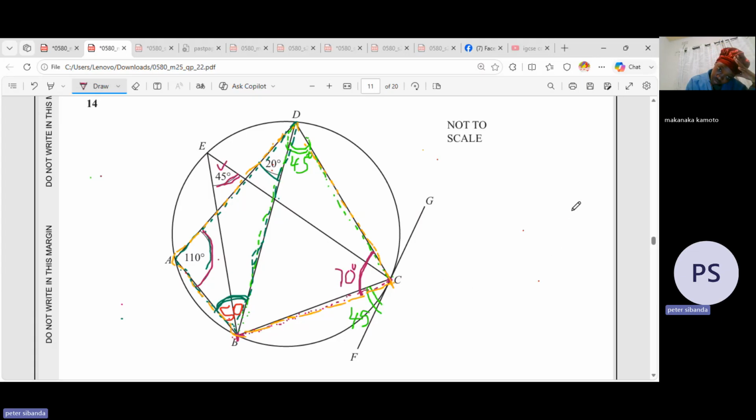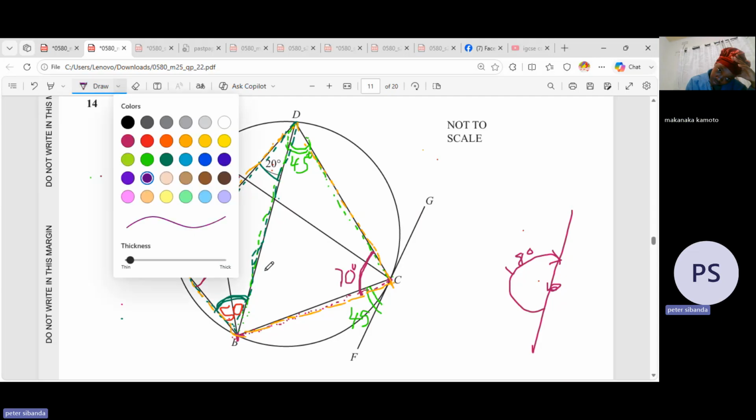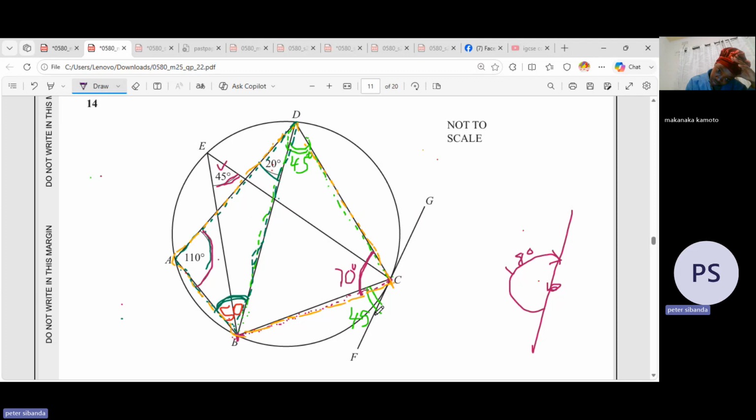Remember, on a straight line, from here to there, how many degrees? 180. Correct, angles in a straight line add up to 180. Let me pick this color. We have a 45 here and a 70 here and one that we don't know. But we know that this plus the one we don't know, which is this one, must give us 180. So what is that part we don't know?